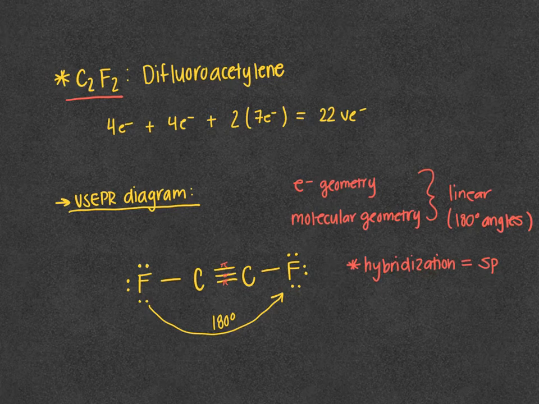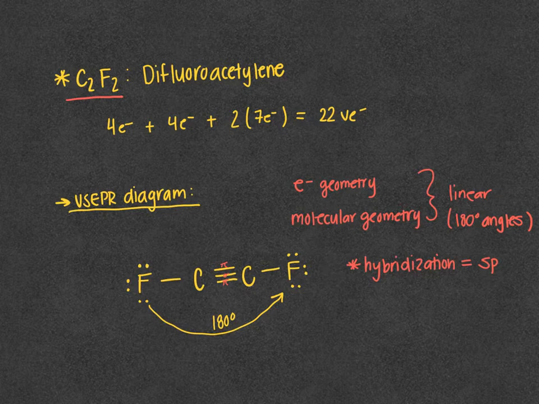Hello, today we'll be talking about C2F2, otherwise known as difluoroacetylene. We'll first talk about the VSEPR diagram, but before we do the VSEPR diagram, we need to figure out how many valence electrons there are in total in order to create the VSEPR diagram.